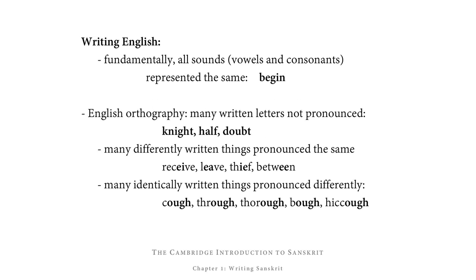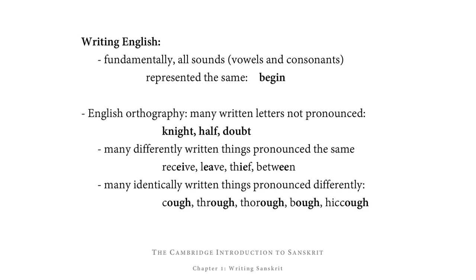When we look at how English is written, we can see that fundamentally all sounds, i.e. all vowels and all consonants, are represented in the same way. So, for example, in a word such as begin, the sounds b, g, i, and n are each represented by a full letter. However, in English orthography, actually many letters that are written are not pronounced.